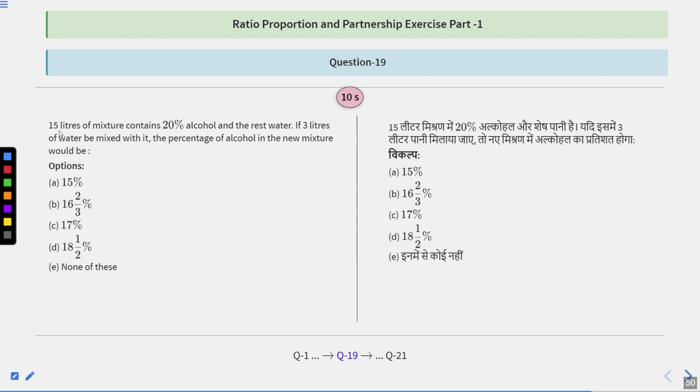Next one is 15 liters of mixture containing 20% alcohol and the rest water. If 3 liters of water is mixed with it, the percentage of alcohol in the new mixture would be. You have 5 options and 10 seconds to analyze the question. Your time starts now. Time's up. Let's see the solution.